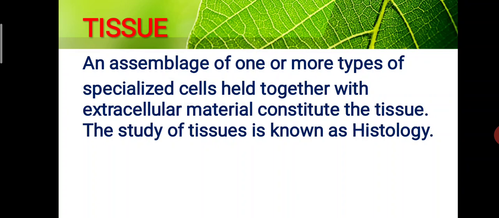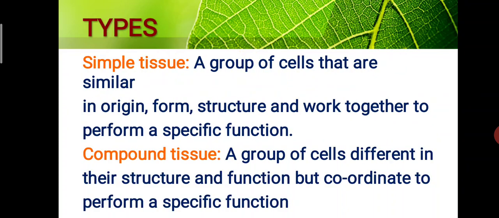What is a tissue? An assemblage of one or more types of specialized cells held together with extracellular material constitutes a tissue. So when more than one type of specialized cells are joined together with extracellular material, we call it tissue, and the study of tissue is called histology. What is the study of tissue called? Histology.